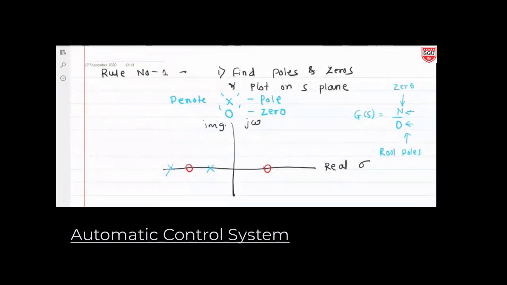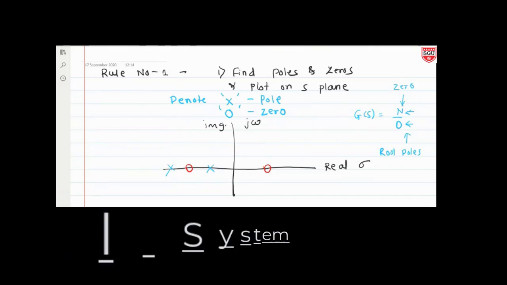Okay, good morning all. We will start with our lecture. Last time we started with the root locus method, which is very important. I will repeat once again what we discussed, and we will continue with the rules.